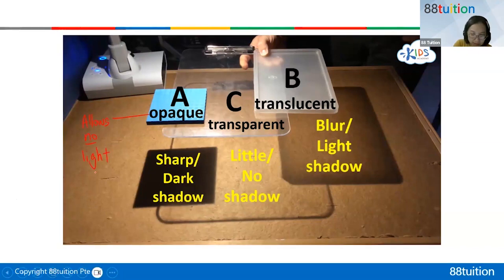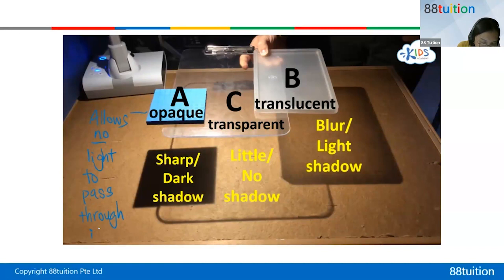Are you able to see the red clearly? Maybe I'll change to blue so that it's clearer for you. All right, so allows no light to pass through. That's for opaque. So if you cannot learn the word opaque, you write allows no light to pass through it. To pass through the material, to pass through it.